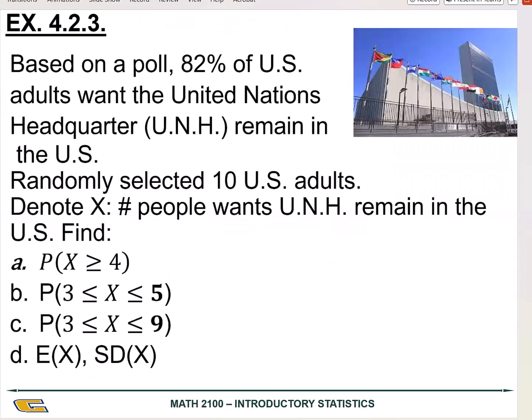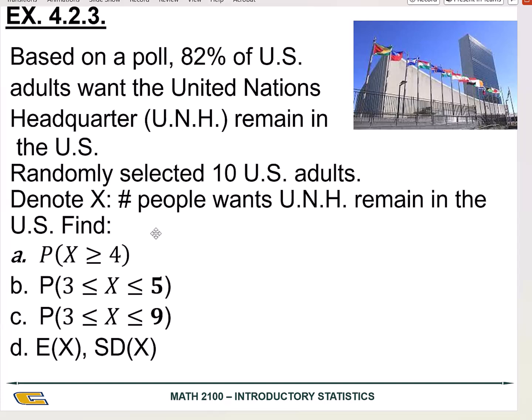So let's look at another example. Based on a poll, it said that 82% of U.S. adults want the United Nations headquarters, the UNH, to remain in the U.S. Now we randomly select 10 U.S. adults, and X is the number of people who want the UNH to remain in the U.S. Find the following probabilities.